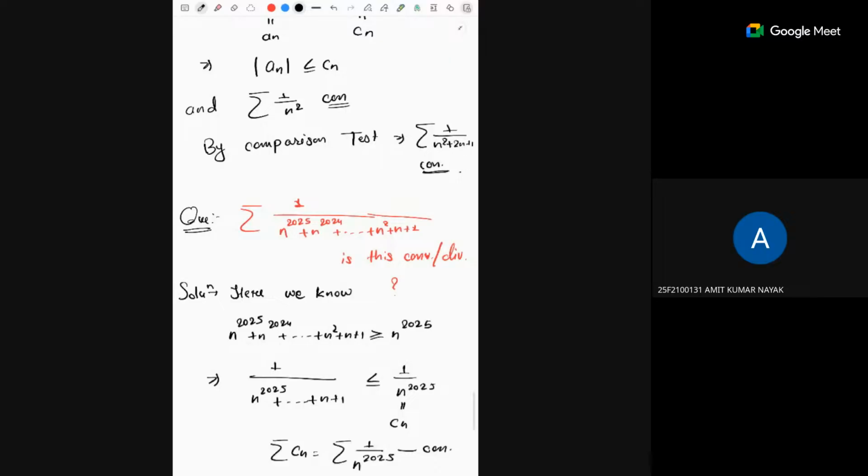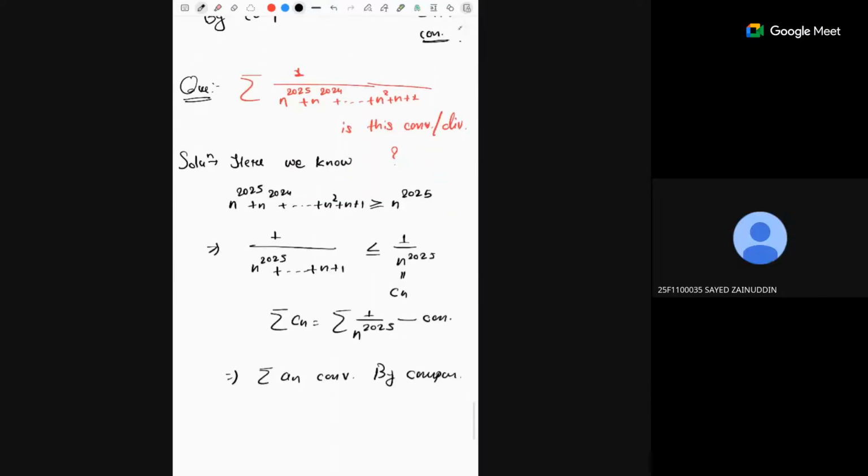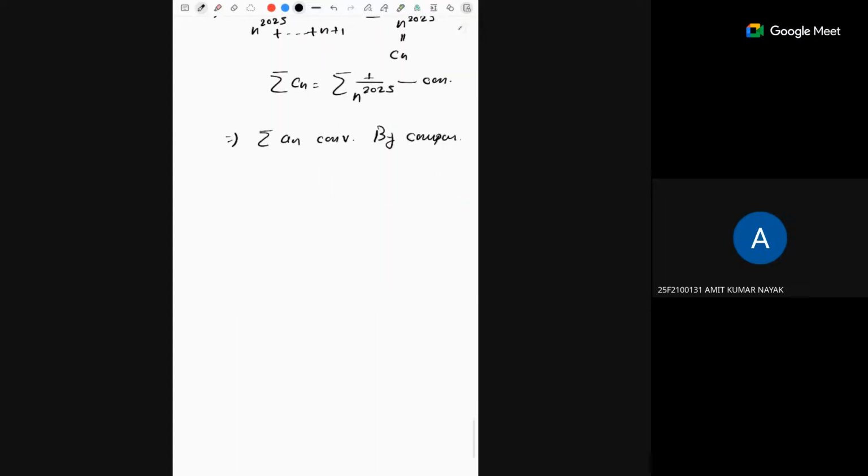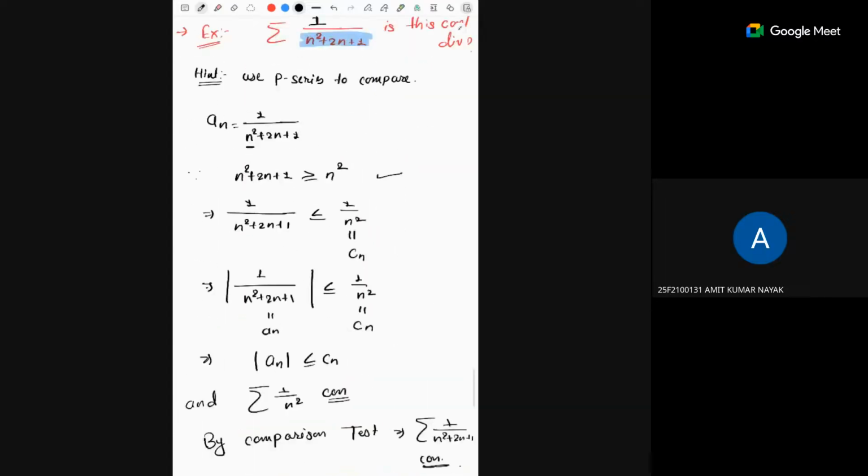Okay, so this is actually a comparison test. Similarly, you can use P series to say that some series is divergent or not. For example, if I ask you about a series 1 upon n plus 1, then the series will diverge. You can also use the comparison test for that. Any doubt? Okay, fine. So this is actually a comparison test.